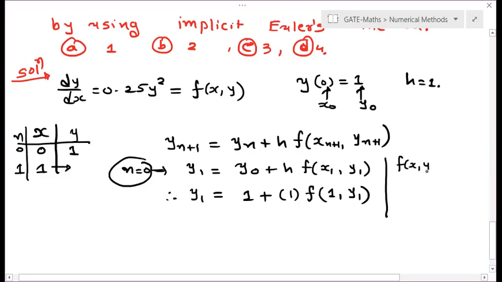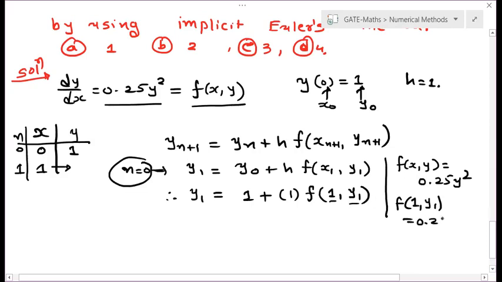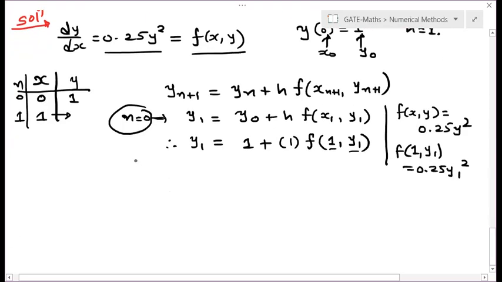My function of x, y is defined as 0.25 y square. Now instead of x, my input is 1, and instead of y, my input is y1. So for 1 comma y1, it is defined as 0.25 y1 square. Right, now I have to find y1 only. So this is your y1 is equal to 1 plus 0.25 y1 square.